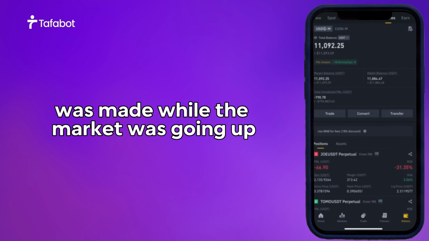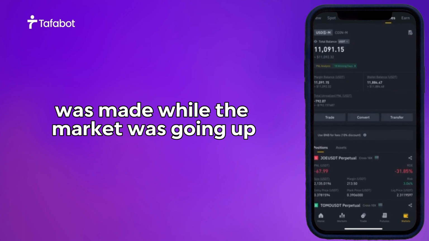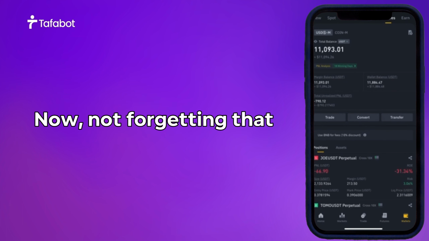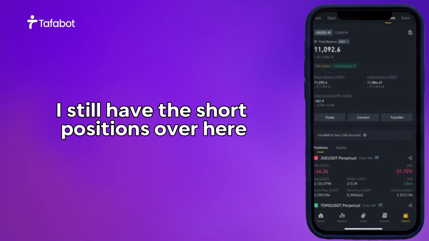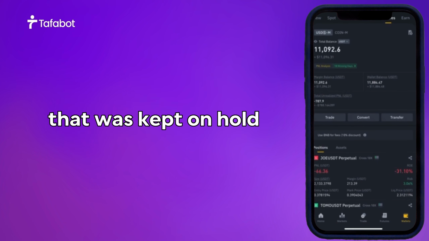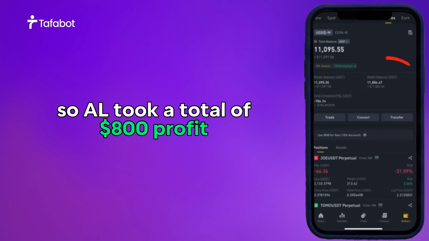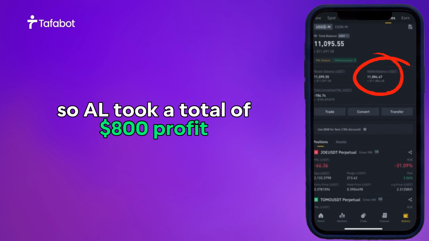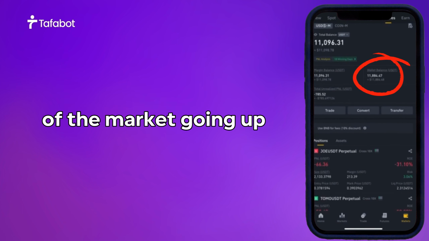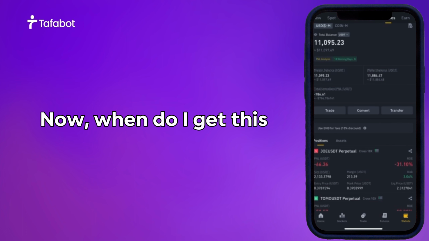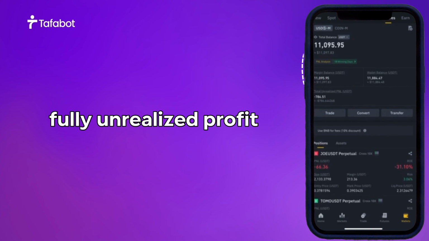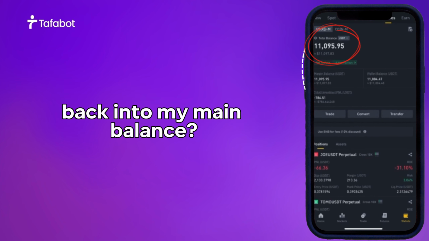So what this means in reality on floating profit is that I've made over $800 profit, but all of this profit was made while the market was going up. Now, not forgetting that I still have the short positions over here that were kept on hold while the market was going up and AL was taking profit. So AL took a total of $800 profit of the market going up. Now, when do I get this unrealized profit back into my main balance?